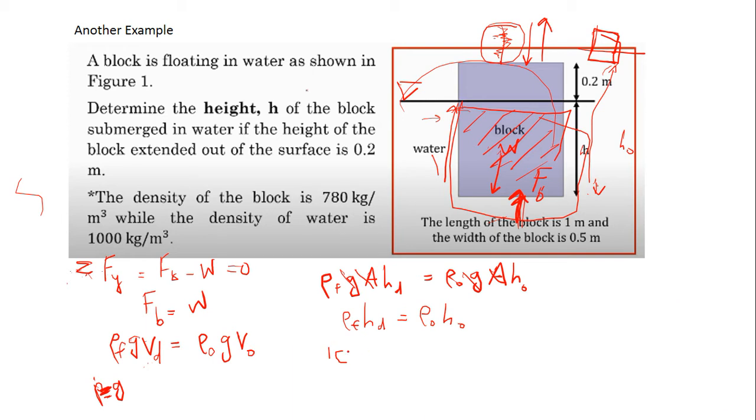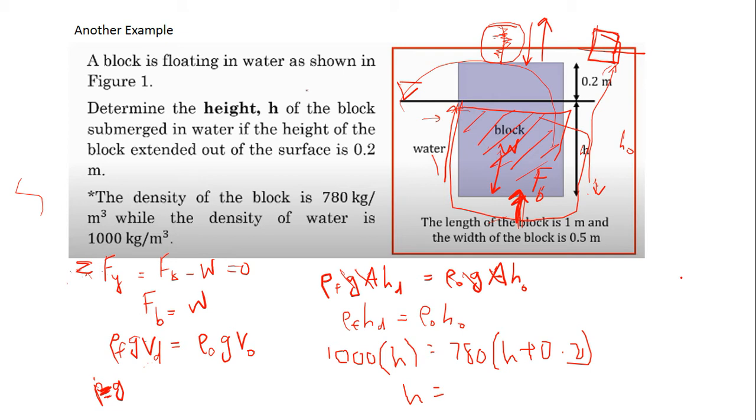It's okay, I use a mouse, conventional. So 1000 times HD, where HD is H, so you want to find HD, the displacement height, times H, equal to the rho of the object. The block is 780, times the total object height, which is HD plus 0.2. So when you solve this question, it will give you H.